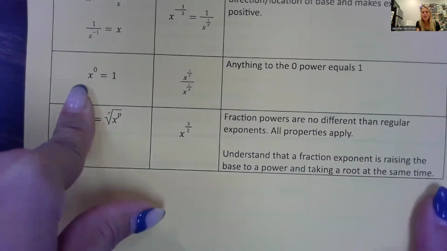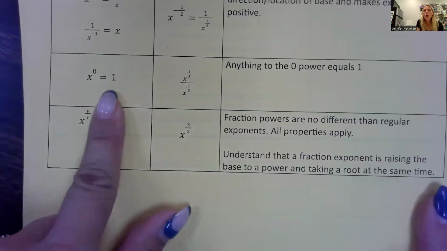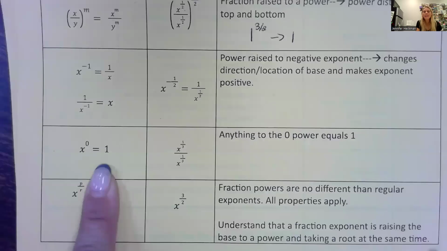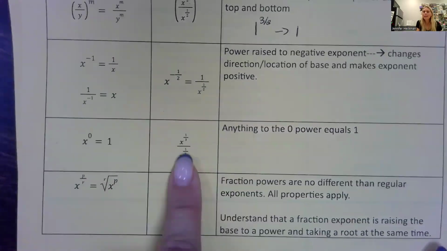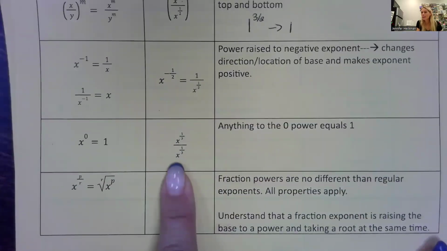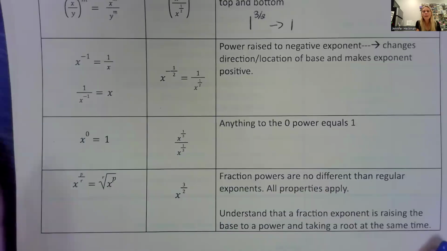Anything to the 0 is always the value of 1. Anything to the 0 is always 1. I mean, and that makes sense here, right? Because anything over itself is 1. We'll go through that in a bit.